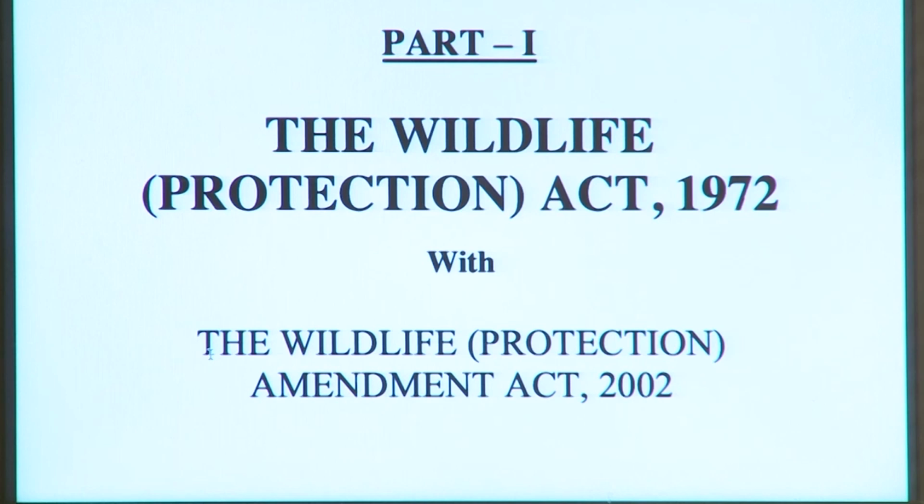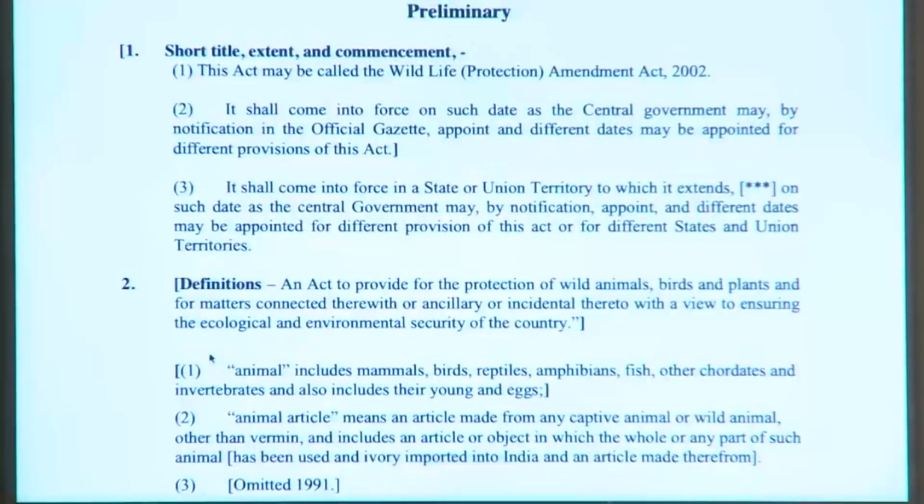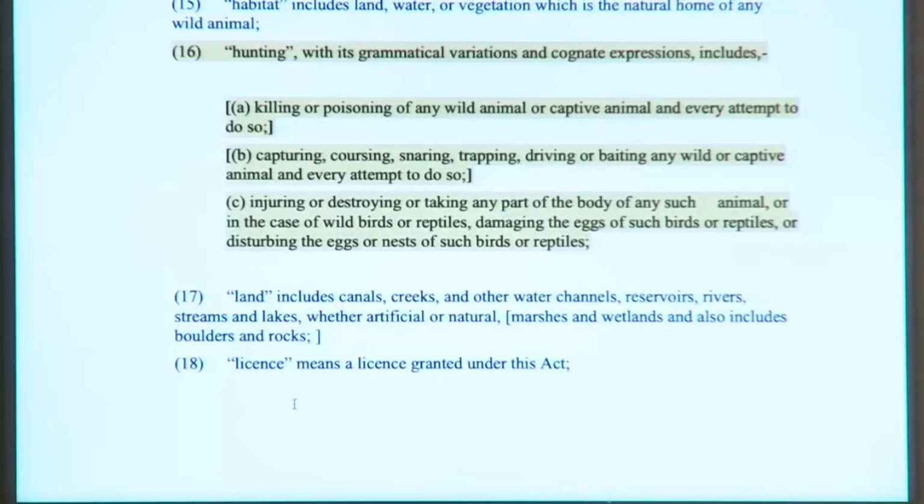Next, we have a look at the Wildlife Protection Act 1972. So this is the preliminary portion. This is the Amendment Act. Now, the Wildlife Protection Act defines hunting with its grammatical variations and cognate expressions. It includes killing or poisoning of any wild animal or captive animal and every attempt to do so.